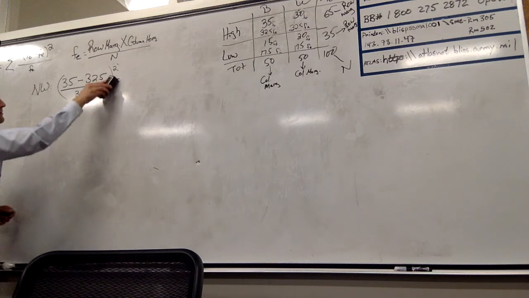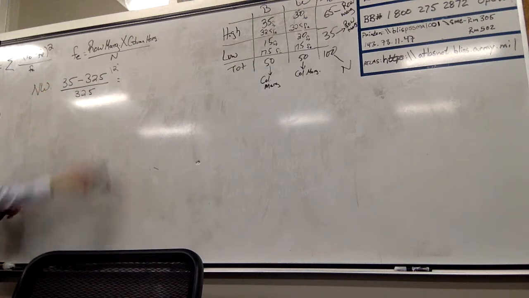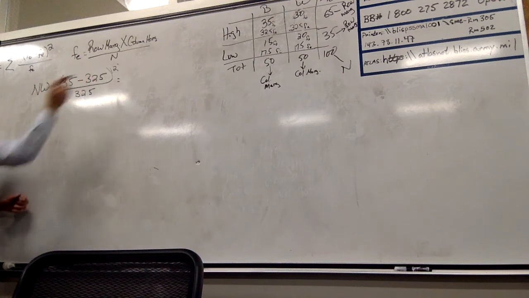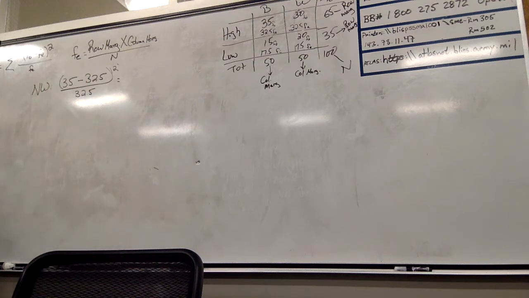One correction. Square the top, not the final product. Make sure you correct that. Put the squaring at the top. So, observed minus expected, squared, over the expected. Everybody note that correction.